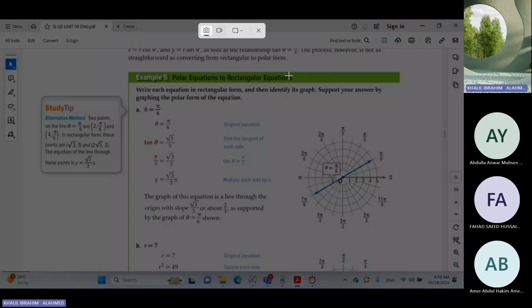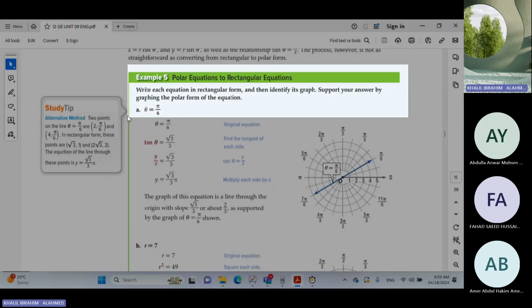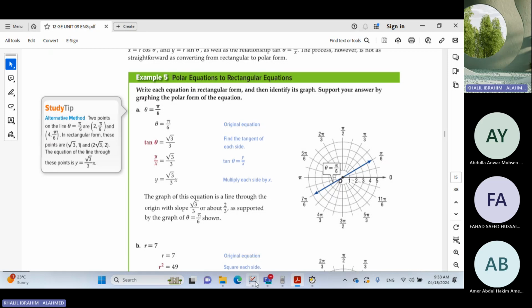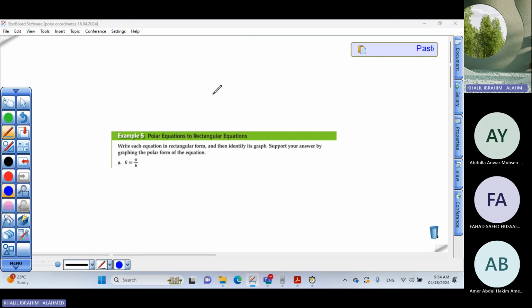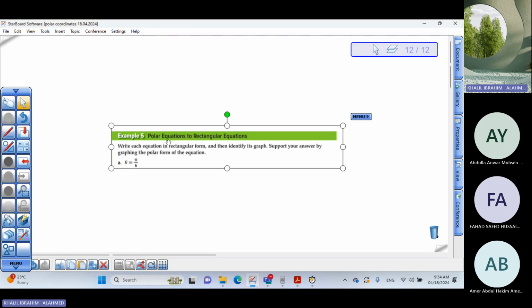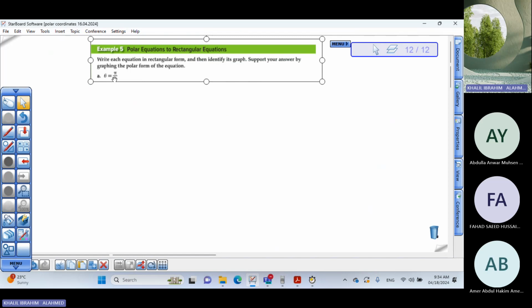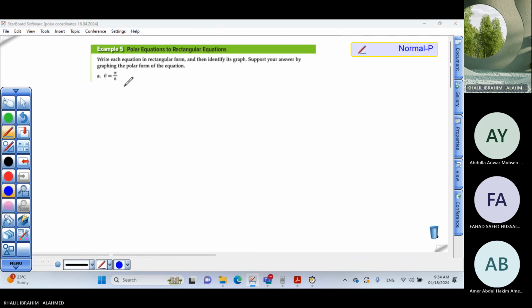Here, as you see, the last idea of our lesson: how to convert from polar to rectangular. Have a look at this example. Is this a polar equation or a rectangular equation, Mr. Abdullah? Polar, excellent. We need to convert this equation to a rectangular equation. How do we do that?